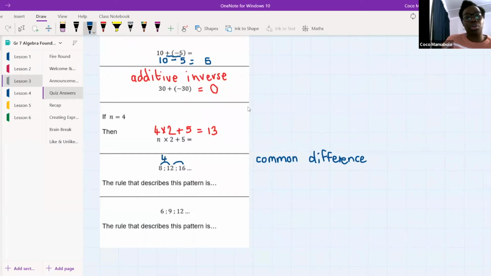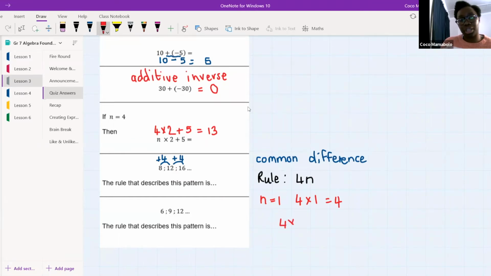It's 4. So that means that my rule is going to start with 4n, right? Because we're adding 4. So this is plus 4, and this is plus 4, and we're going to continue like that. But remember, Ayanda, I'm going to start with if n is equal to 1, I'm going to get 4 times 1. How much is that going to give me? 4, ma'am. 4. That's going to give me 4. But I don't want to get to 4. How much do I want to get to?